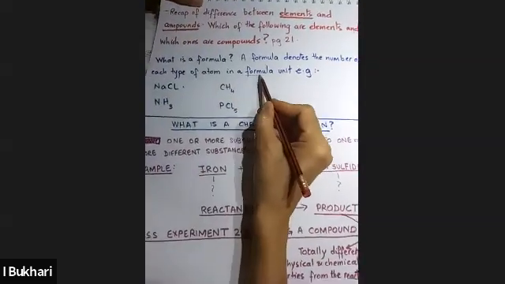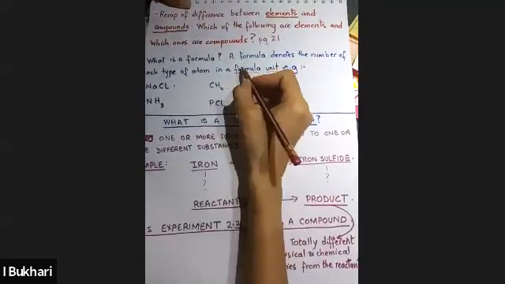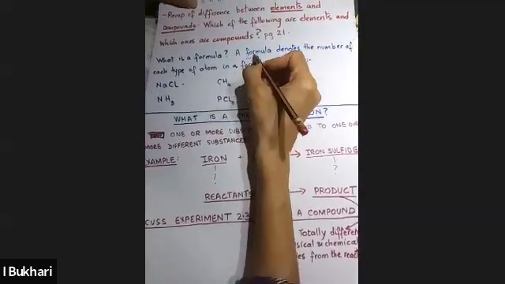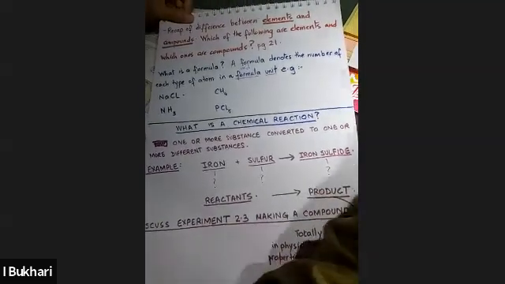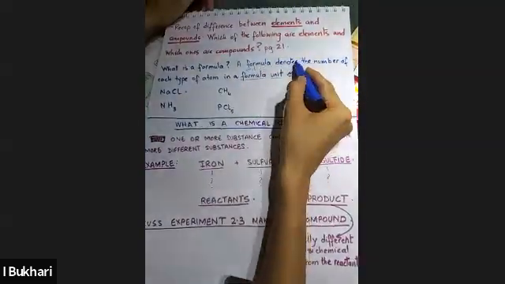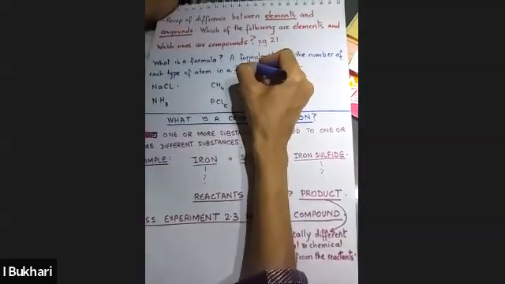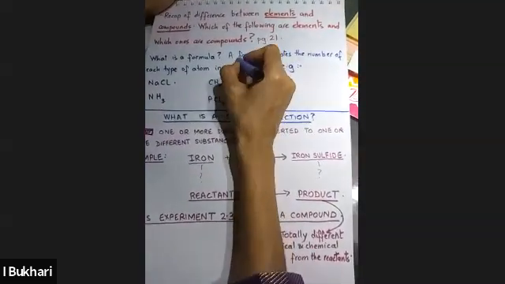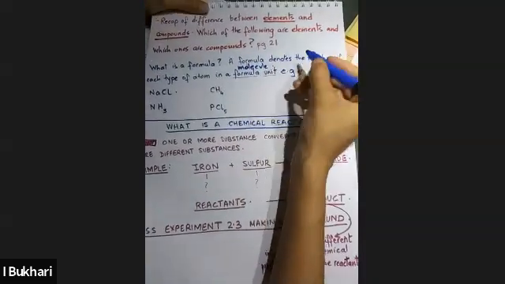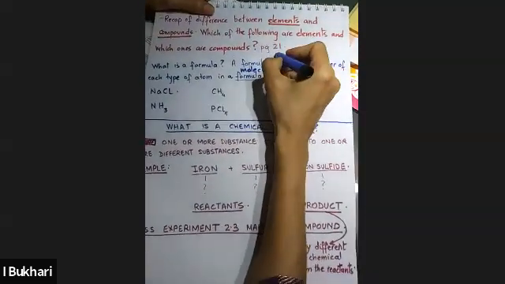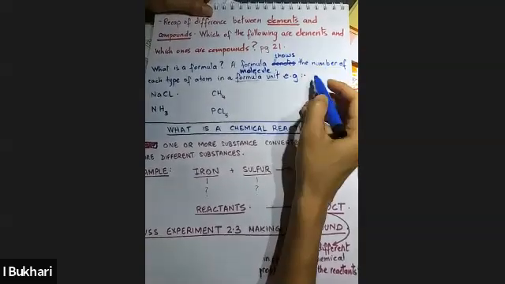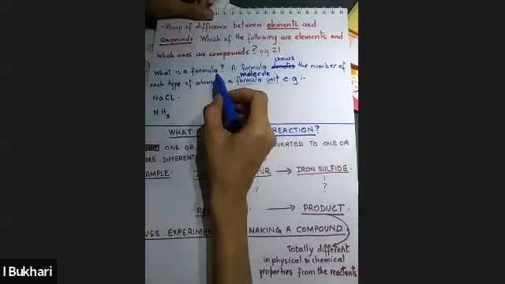What is a formula unit? Formula unit, don't be confused. You can even use the word molecule for now. A formula tells us the number of each type of atom in a molecule. Simple. Let's keep it simple for you guys. A formula shows the number of each type of atom in a molecule.